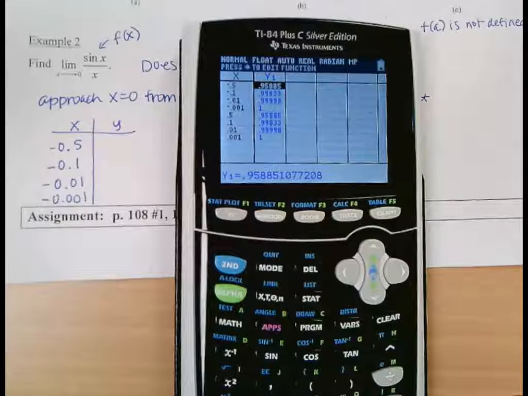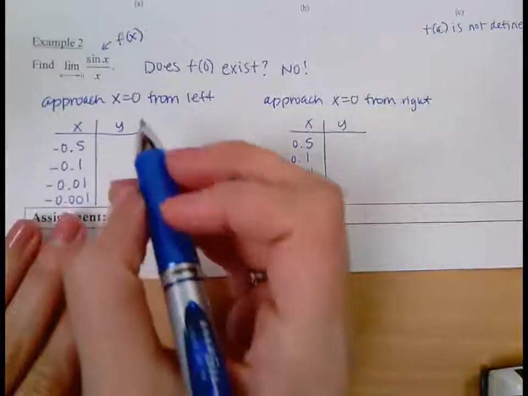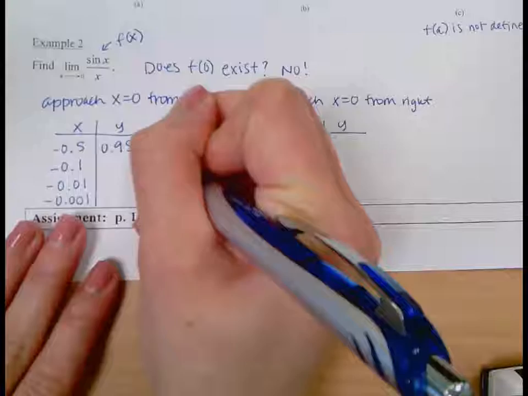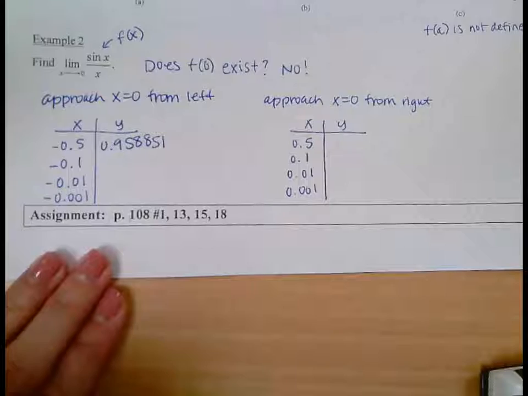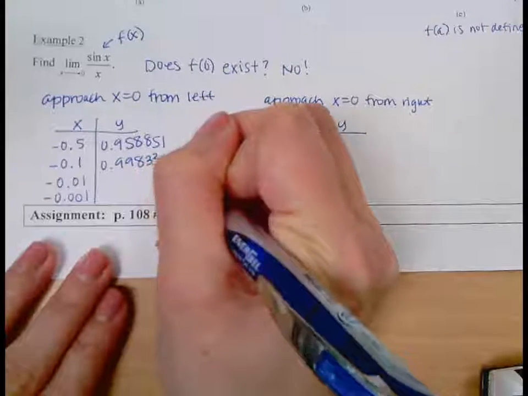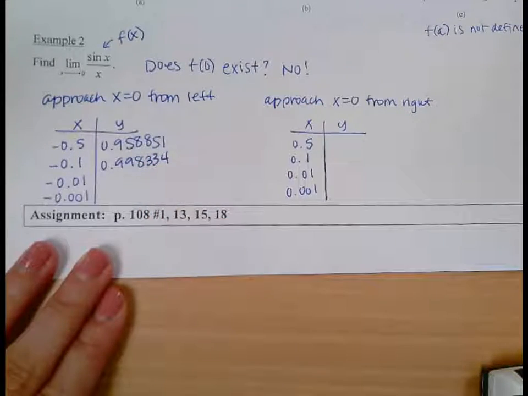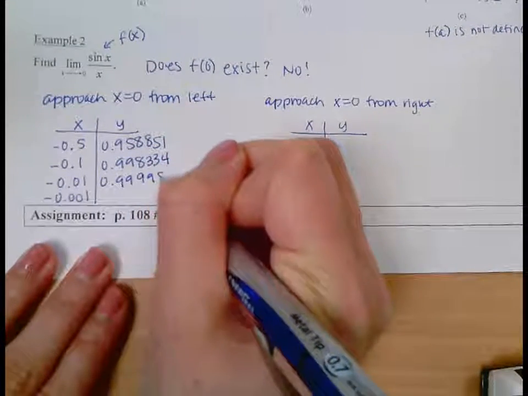So I would write down more than 3 decimal places, maybe 5 or 6 in this case, because these values are going to be really close together, so you want those decimal places written down. So negative 0.5 is about 0.958851. I'll go to 6 decimal places. Negative 0.1 is 0.998334. Negative 0.01, 0.999983.